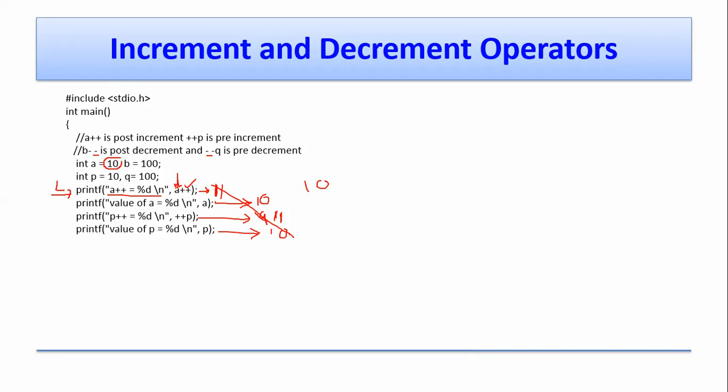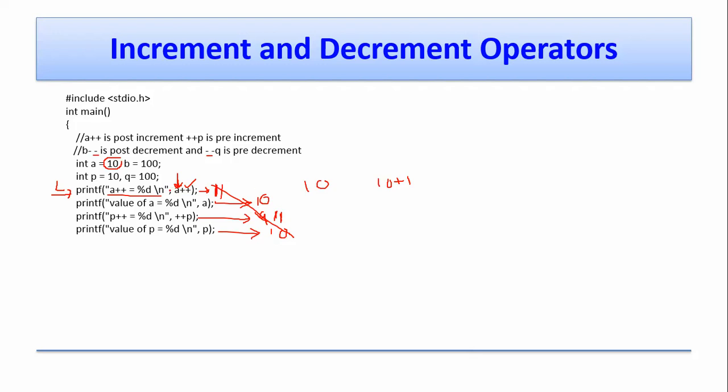First print the value of A, then increment the value of A by 1. Incrementing A by 1 means they add 1 to 10, and that is 11. But before the operation, before adding 1, they print A, because before the operator they execute A. A means the value of A. Did you understand it?